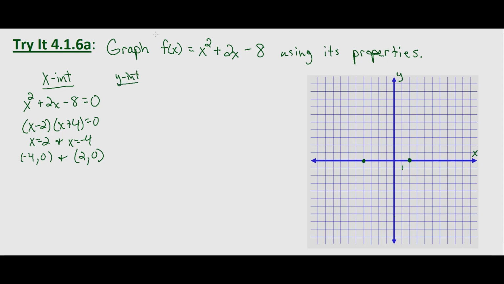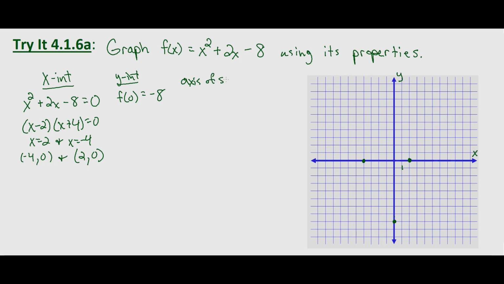So now let's look at our y-intercept, since it's an up and down parabola. We also know that it's going to open up because our leading coefficient is just 1. A equals 1 in the form ax squared plus bx plus c. So the y-intercept is when x equals 0. So f of 0 is 0 squared plus 2 times 0, which is 0, minus 8, which is going to be negative 8. So our y-intercept is 0, negative 8. So 0, and then 1, 2, 3, 4, 5, 6, 7, 8 down. So there's our y-intercept.